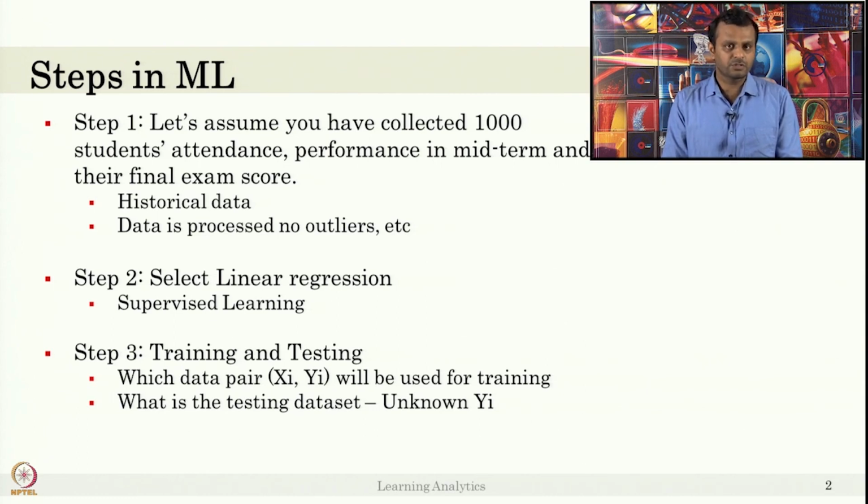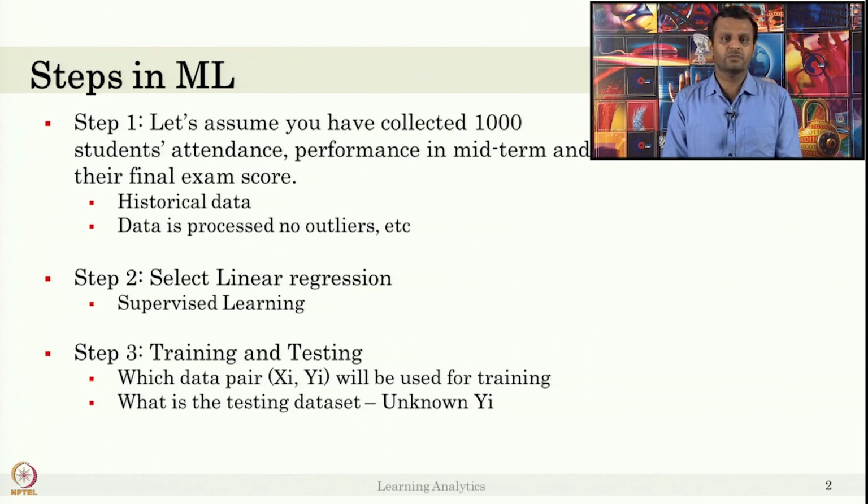So, you have data of 1000 students with the 2 input variables, that is attendance and midterm performance, and also the y, which is the final exam score. You want to create a model to predict the students' final exam score. Step 2 is selecting the algorithm. Let us say for the sake of this example, you selected a linear regression algorithm with the 2 variables, not simple, it is multiple. Step 3 is training and testing.